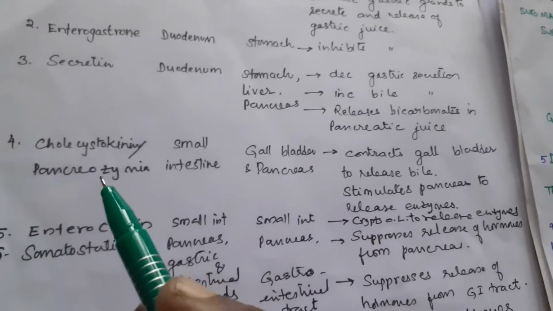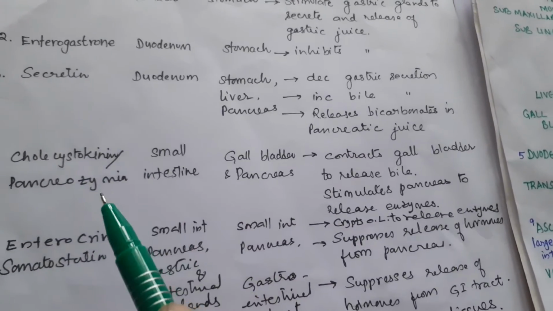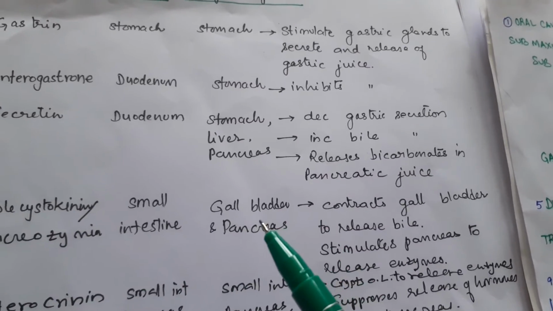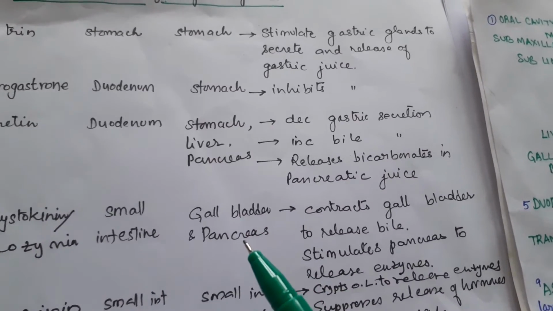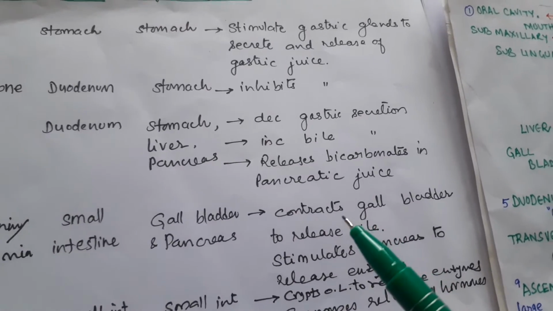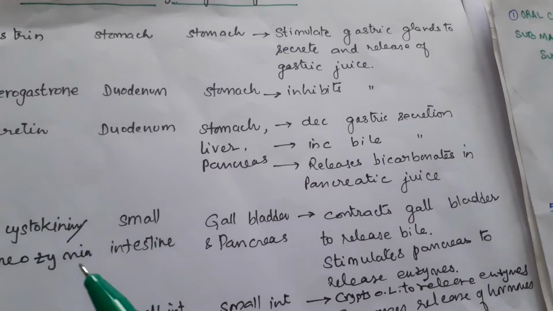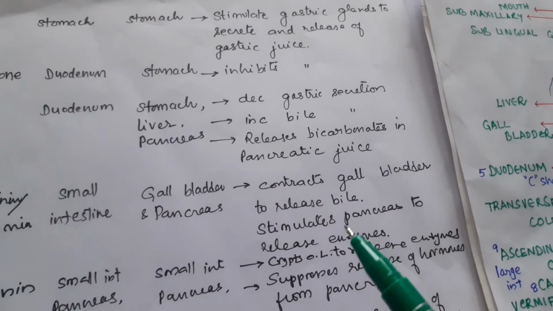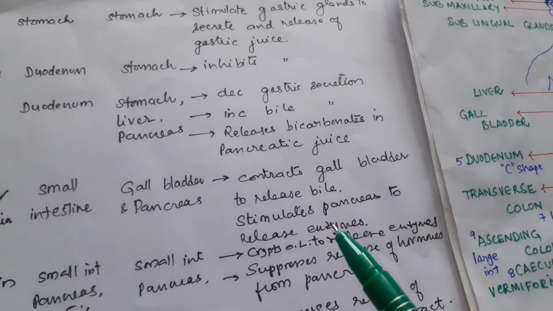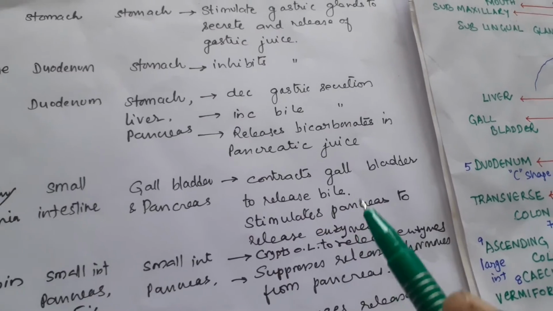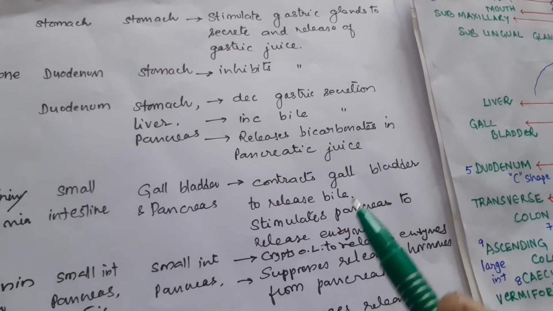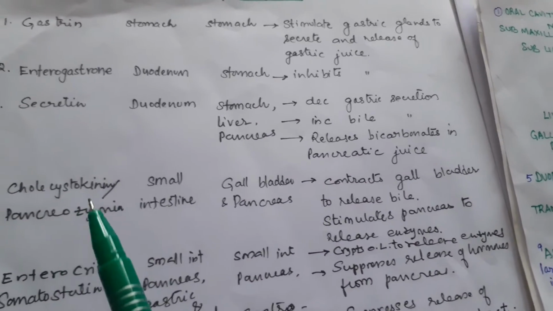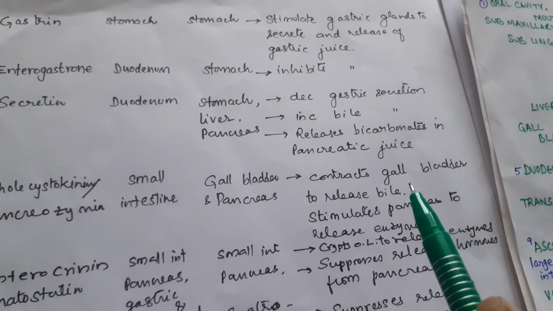Now coming to the fourth hormone, cholecystokinin or pancreozymin. It is secreted in the small intestine, and the target organs are the gallbladder and pancreas. The gallbladder contracts and releases bile due to the influence of cholecystokinin, and it also stimulates the pancreas to release pancreatic juice with enzymes. Both these functions are stimulated by cholecystokinin. The cystic duct is the duct arising from the gallbladder.